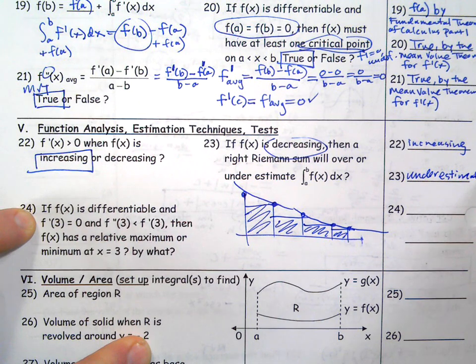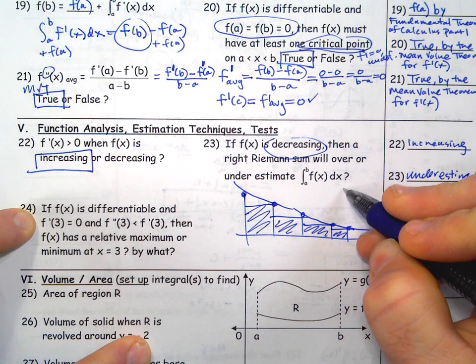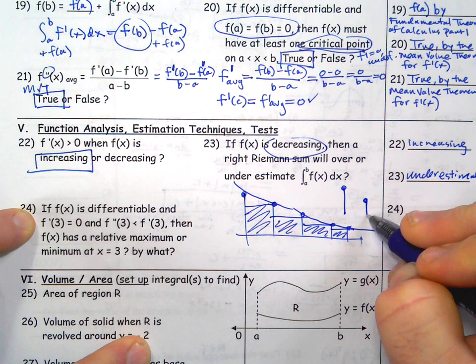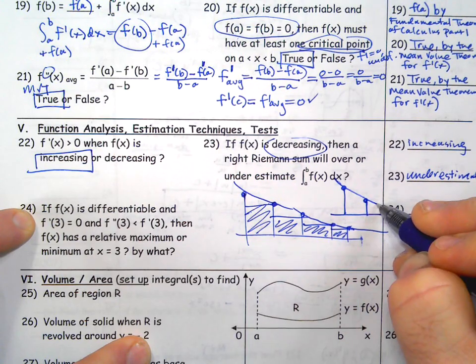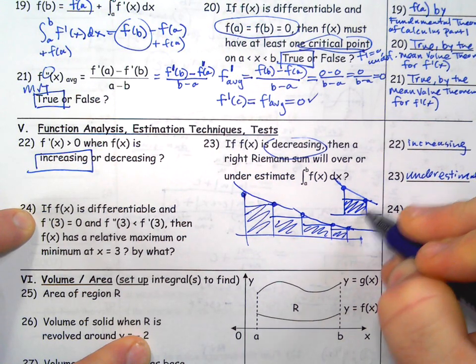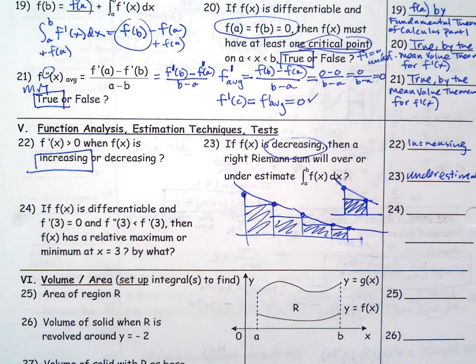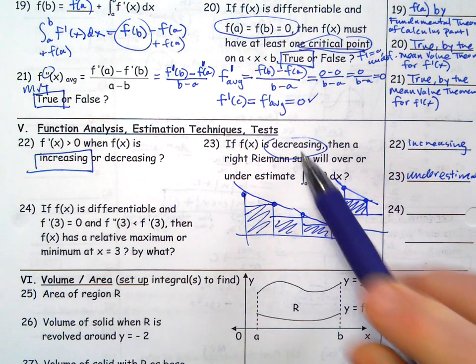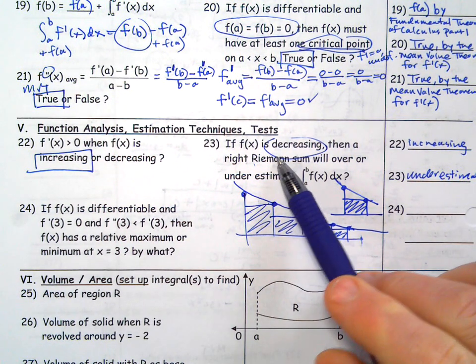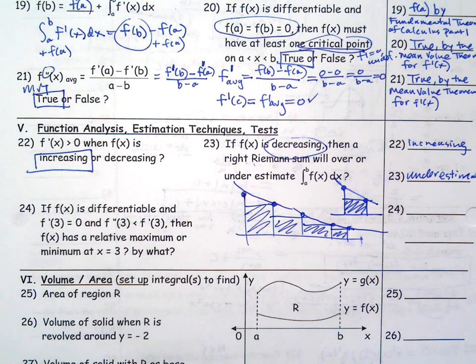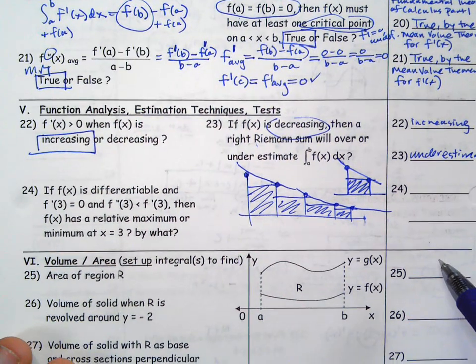But you can just draw a picture of one slice. You'd say, all right, here's one slice of a decreasing function. I'm going to do a right Riemann sum. It's an underestimate. Done. Easy. So I don't even memorize those. I remember that increasing and decreasing have to do with the left and right Riemann sums, and concavity has to do with midpoint and trapezoid.